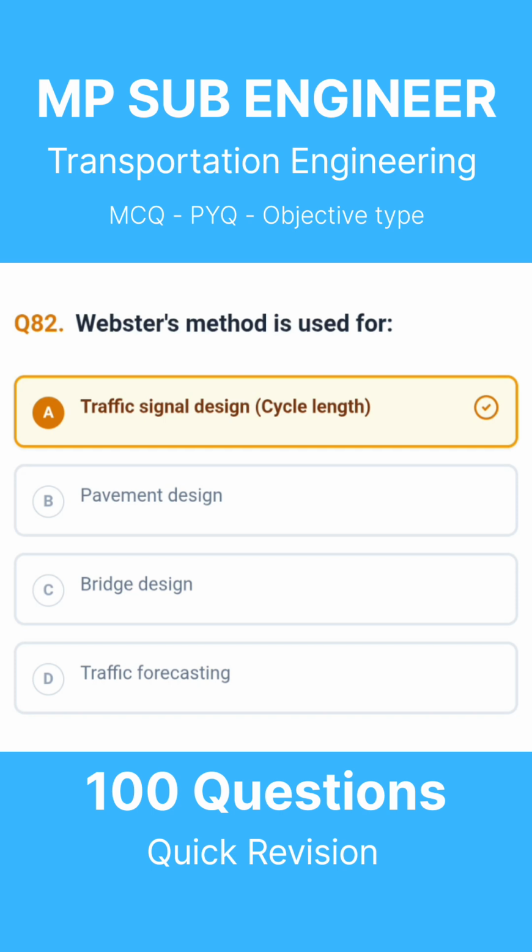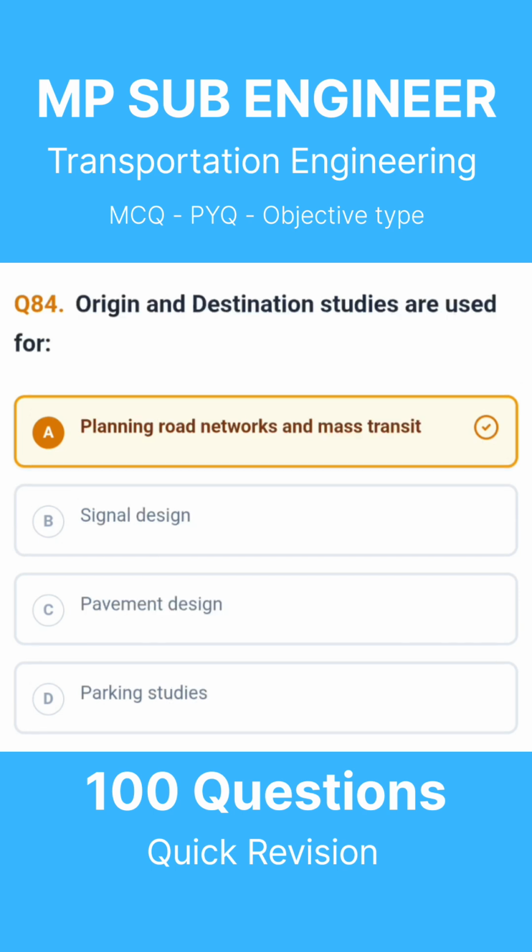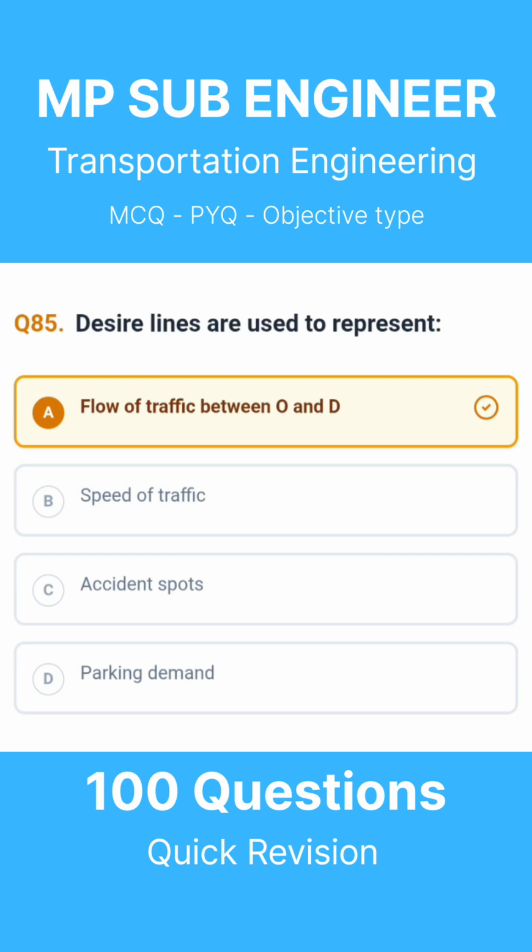Question 82. Webster's method is used for. The correct answer is traffic signal design, cycle length. Question 83. Amber light in a traffic signal indicates. The correct answer is clear the intersection. Question 84. Origin and destination studies are used for. The correct answer is planning road networks and mass transit. Question 85. Desire lines are used to represent. The correct answer is flow of traffic between O and D.